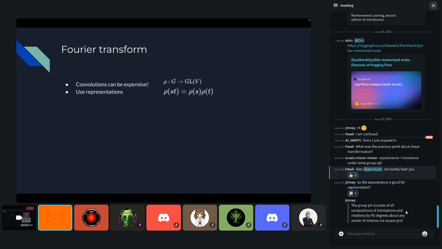So instead of doing a naive group convolution, we can use representation. We will apply a Fourier transform instead of just doing naive convolution. But of course, you can't apply Fourier transforms to 2D rotated images. It's just not what Fourier transforms are suited to. Instead, we'll use the group Fourier transform. And group Fourier transforms act on representations.